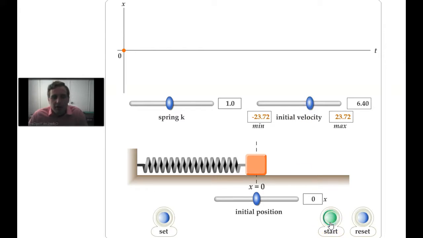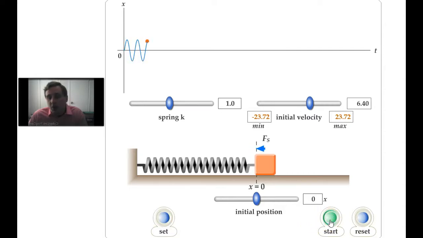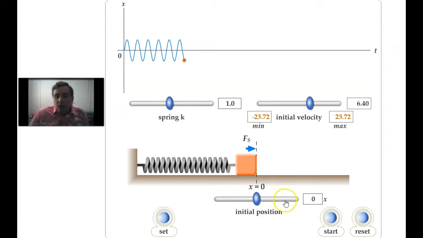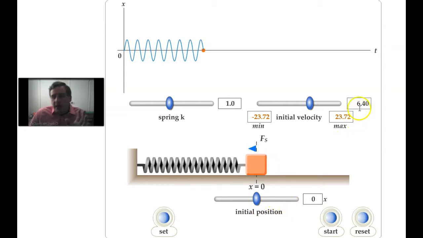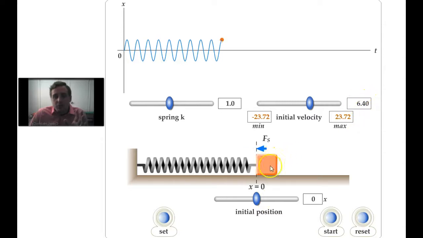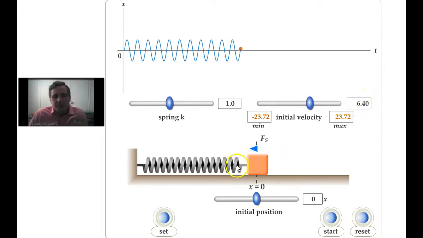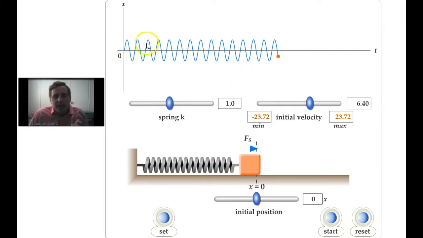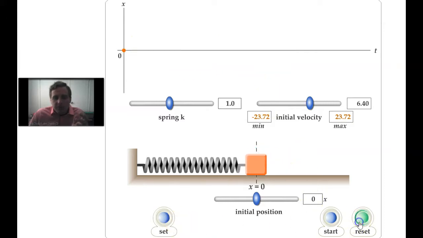And let's set it, and then start. Okay, so notice this ends up being a smaller amplitude oscillation than what we had before, because there was more energy in elongating the spring about 40 centimeters than giving an initial velocity of 6.4 meters per second to the right. So this is a smaller amplitude oscillation, but you see that the frequency and the period are the same as before. Okay, so let's reset. Now let's do something a little more interesting. Let's change it so that the spring constant is double what it was before.